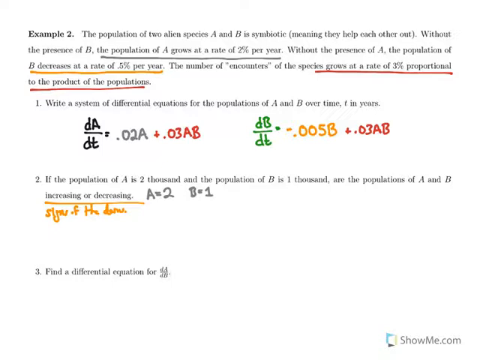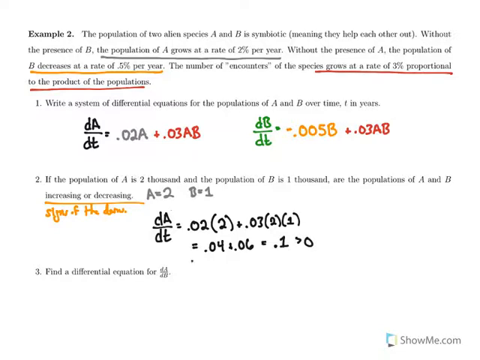So since we have a formula for that, we can look at individually dA/dt, which is going to be 0.02 times A, which is going to be 2, plus 0.03 times 2 times 1, and this will give us 0.04 plus 0.06 will give us a 0.1. So this is positive. So this means that the population of A is increasing at this time, or at this level. And in fact, we can maybe see that from the beginning.